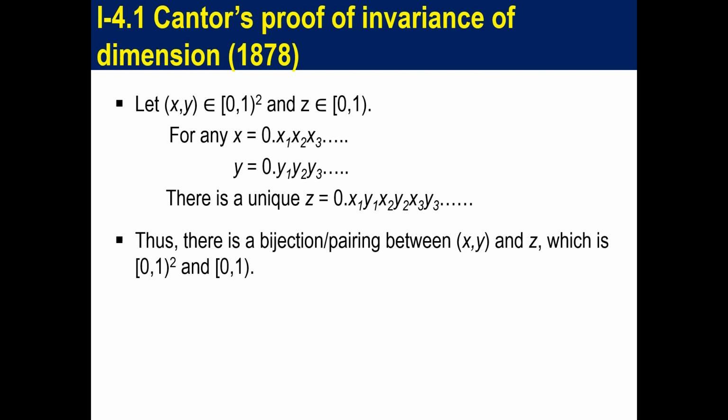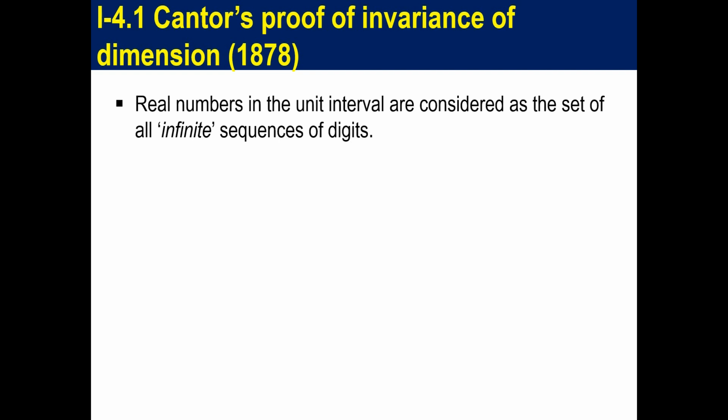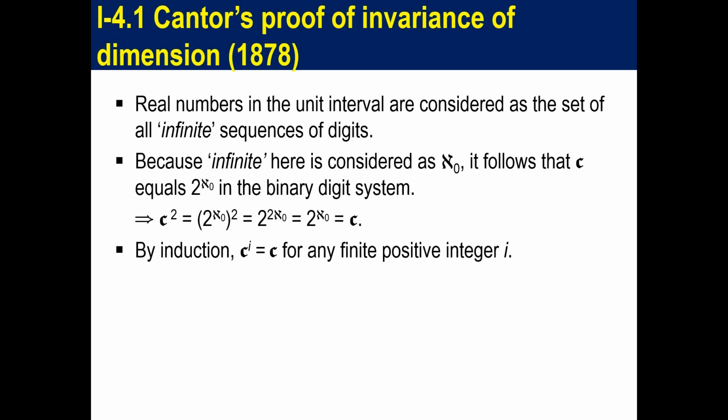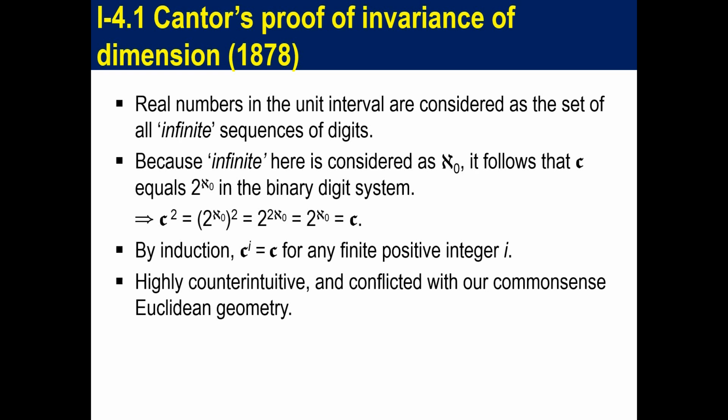However, this counterintuitive conclusion is supported by cardinal arithmetic too. Real numbers in the unit interval are considered as a set of all infinite sequences of digits. Because infinite here is considered as aleph naught, it follows that C equals 2 to the power aleph naught in the binary digit system. Then C squared equals C from this cardinal arithmetic. By induction, C to the I equals C for any finite positive integer I. This is highly counterintuitive and conflicts with our common sense Euclidean geometry.